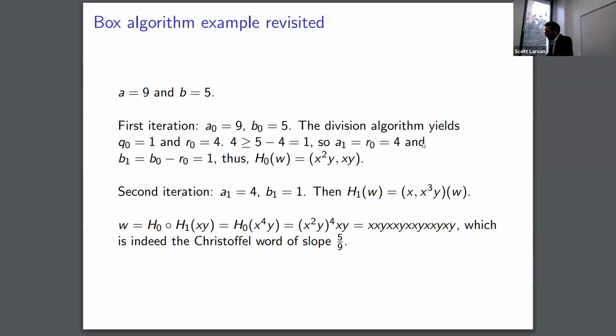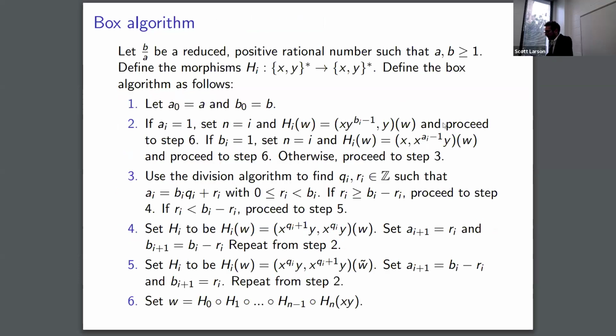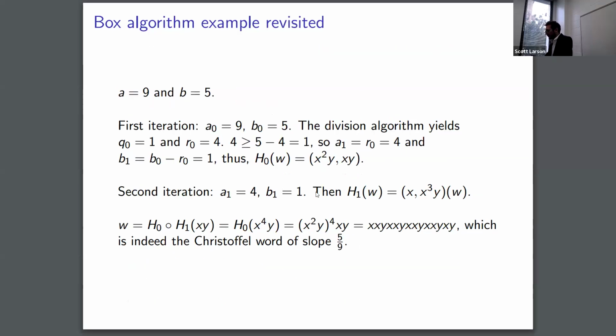So in that case, let's go back here. What we just did, we found out that we're in this case right here. So we'll go to step 4, and we're going to define this H sub i as our morphism. So we're going to define our H sub 1 to be X comma X cubed Y of W. Then, sorry, that's the second iteration. You always initialize the H0 with, see, it's up here.